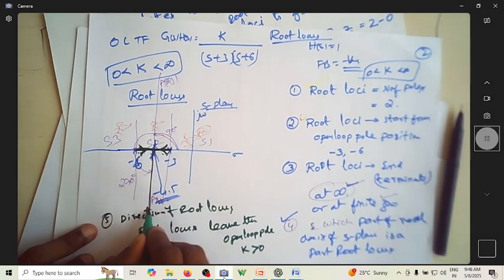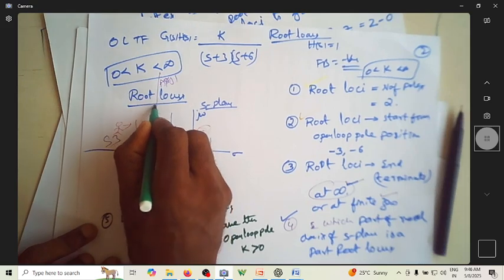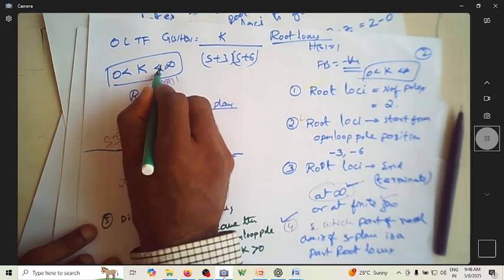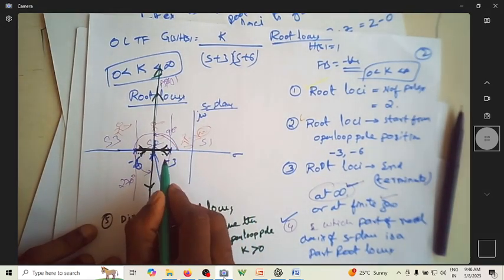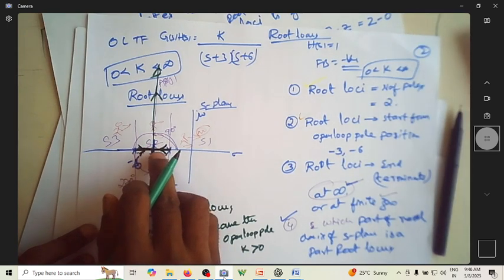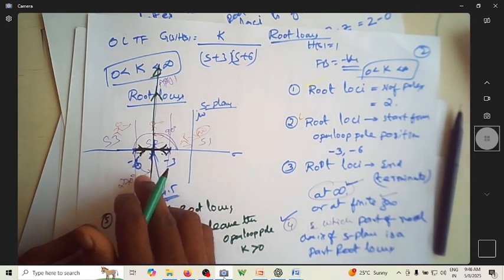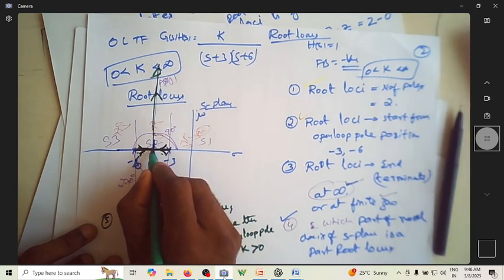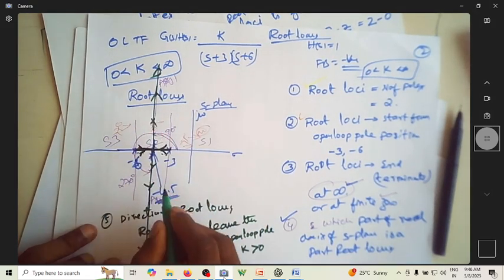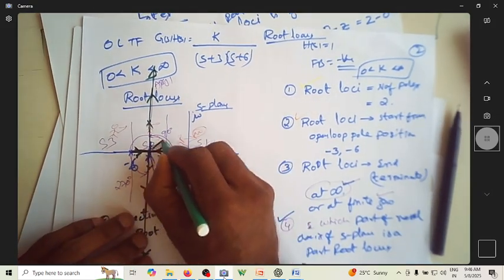It actually goes like this. Here it's going here, see the direction, it keeps going. As the value of k increases, this is moving here, this is moving here, and at s equal to minus 4.5 they'll meet each other. If the value of k further increases, then it goes here. You can actually find the value of k at this point.